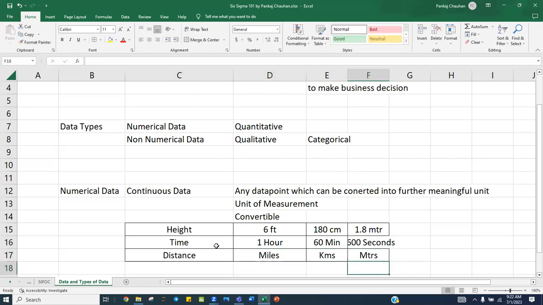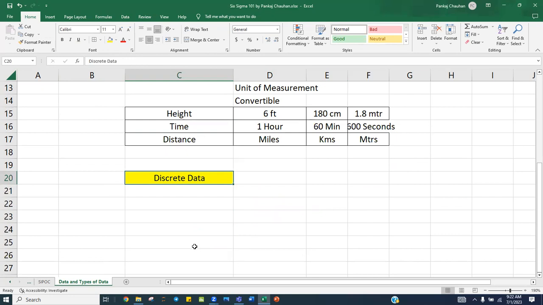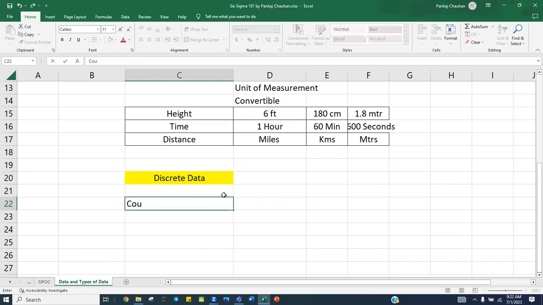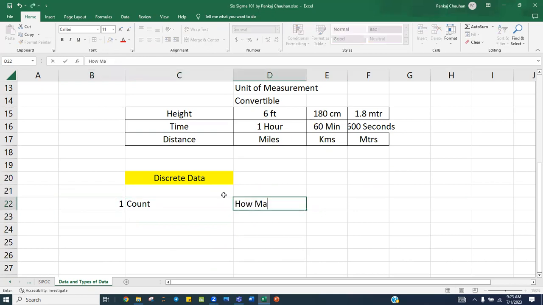Such kind of data which comes with a unit of measurement, and where the unit of measurement is convertible, is continuous data when it's a numeric value. If it is a numeric value and you cannot convert the unit of measurement, then this data is called discrete data. This will not be continuous, this will be discrete. Though it's a numeric value, you cannot convert it into a further meaningful unit. Count is the first category of discrete data. Count means when the question is how many.